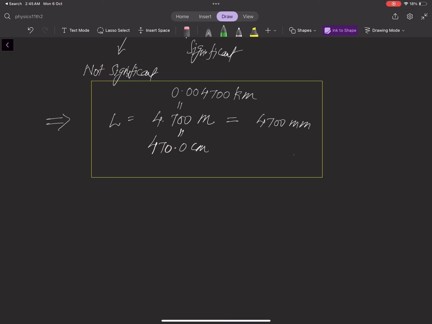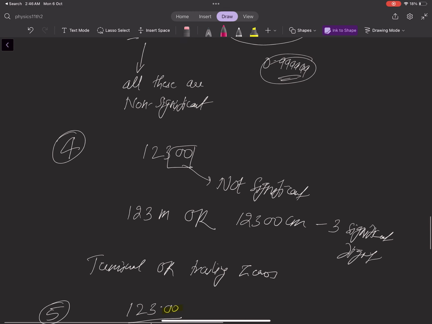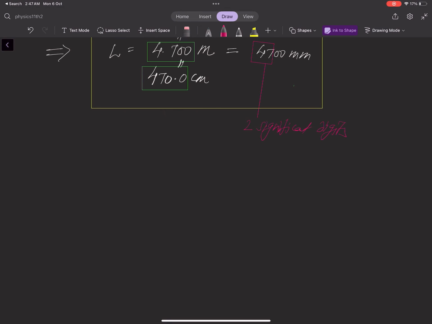So this has four significant digits. This has got four significant digits, right? This has also got four significant digits, right? But this has only two significant digits as per the above rules. So which rule is this? This one, right? To remove such ambiguities, these are ambiguities.